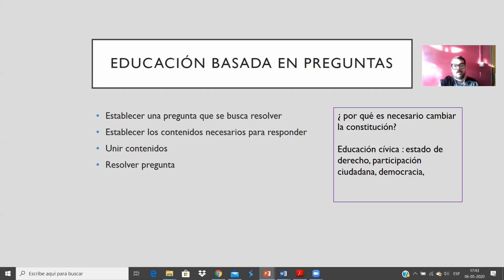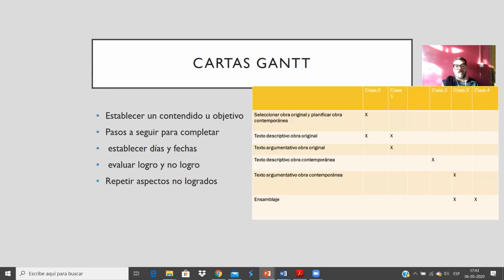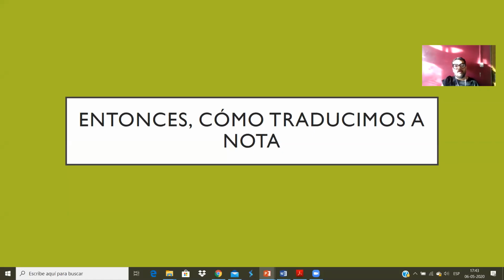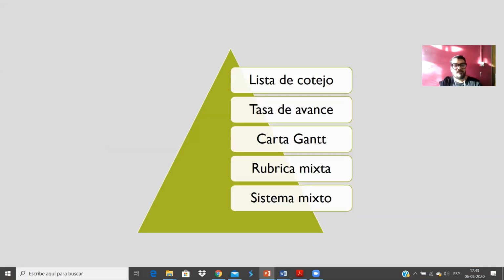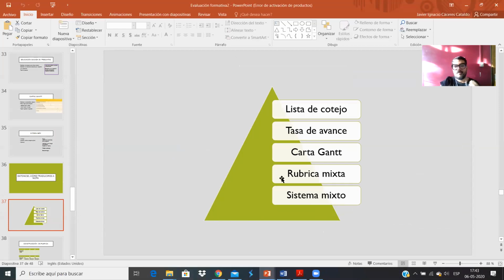Sorry, that is inquiry-based instruction. For example, it's very used in science. ¿Por qué cuando le echo limón a la leche, se corta? And then you learn about states of matter and, I don't know, whatever. I'm making up things. But that's inquiry-based instruction. It can also be done in English. I've done it and it's very, very helpful. You can use Gantt charts, and there are many ways in which you can assess every single day, right?